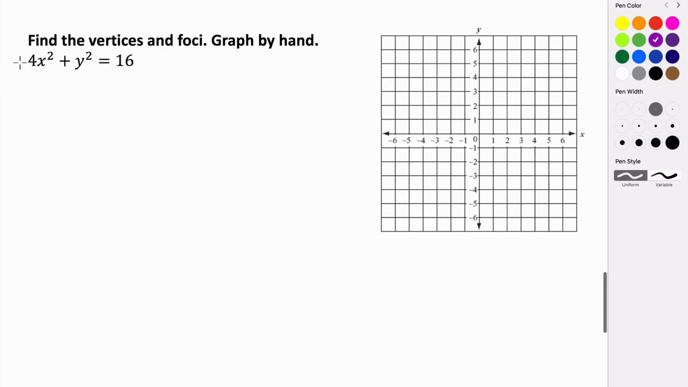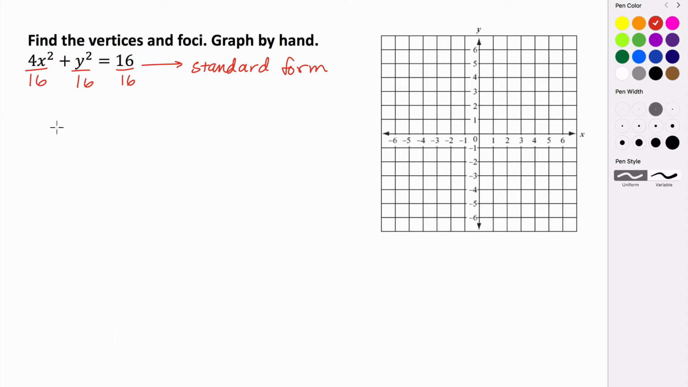For this example, we want to, again, find the vertices and the foci and then graph by hand. Now, this equation is not in standard form because we remember that standard form has the value here being 1. So we want to change this into standard form. Standard form means that this is 1 and then these are both fractions. So we're going to divide everything by 16, which is going to allow us to make this 1.